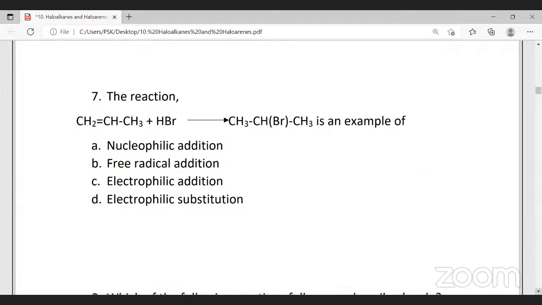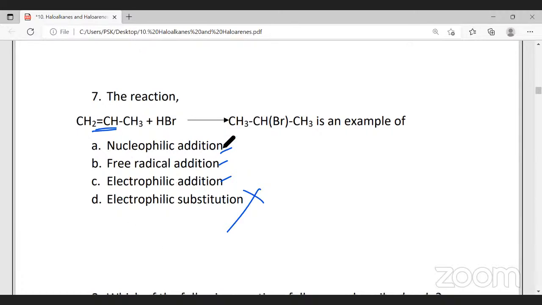Now, you tell me this reaction. CH2 double bond CH single bond CH3 plus HBr, giving you CH3, CHBr, CH3. Is it an example for nucleophilic addition reaction, free radical reaction, electrophilic addition reaction, or electrophilic substitution reaction? Firstly, you should understand that this molecule contains a double bond. When it contains a double bond, it has to undergo addition reaction. It cannot undergo substitution reaction. So unsaturated molecules will always undergo addition reaction, whether it's a double bond or a triple bond.